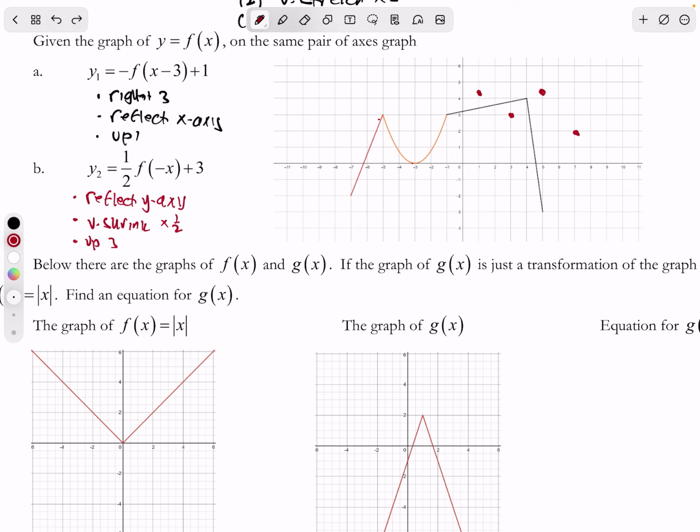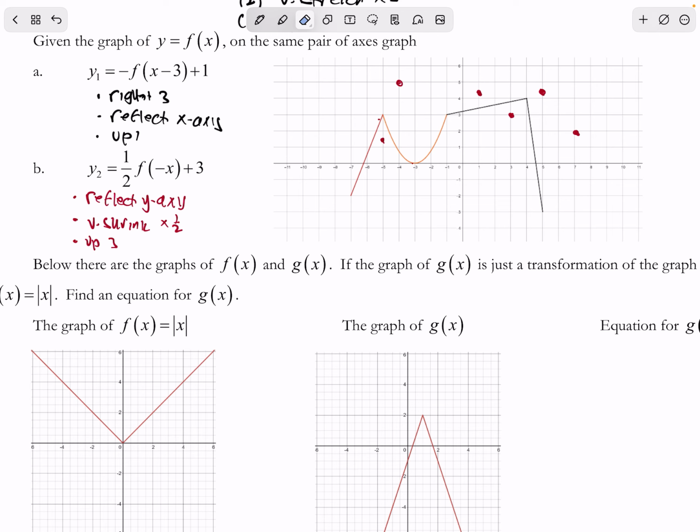What haven't I done? 2 more points. This point here, let's do that. Reflect over the y-axis puts me here. Vertical shrink by 1/2 puts me there. Up 3 puts me there. All right. Last point. This one, reflect over the y-axis puts me here. Vertical shrink by 1/2 puts me there. Up 3 puts me at 1.5 right there.